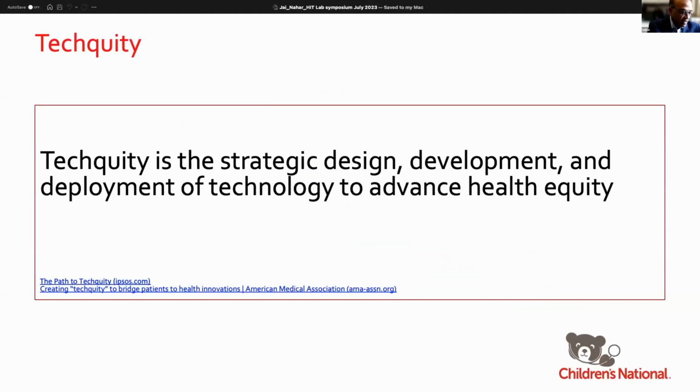So next, coming to the lens of TechVity. TechVity is a strategic decision, development, and deployment of technology to advance health equity. And the reference for this definition is written below. Next slide, please.